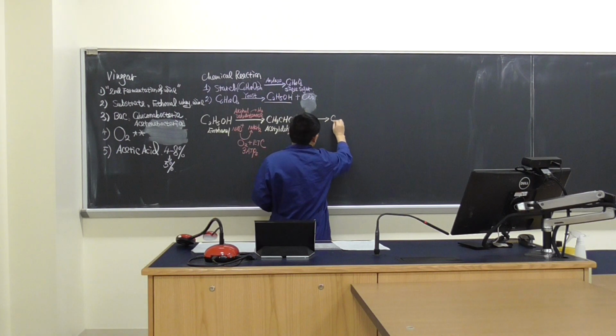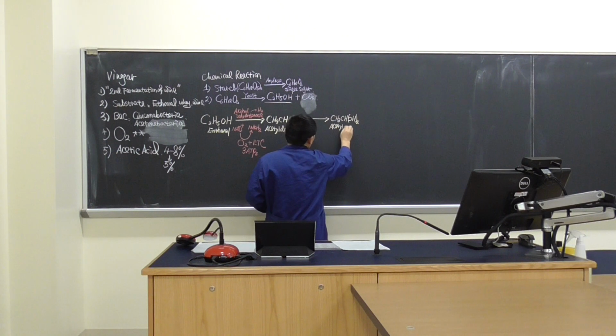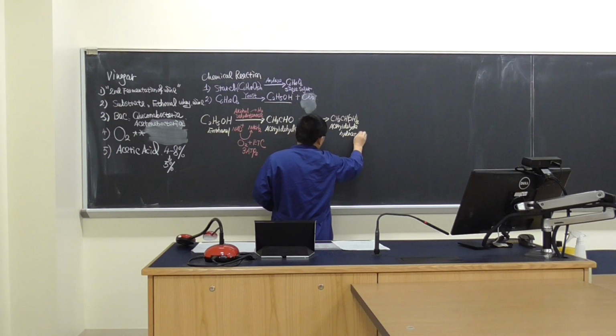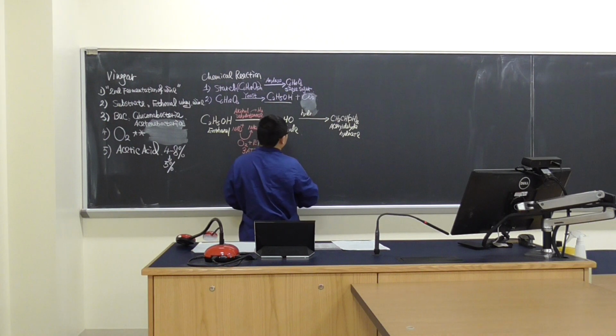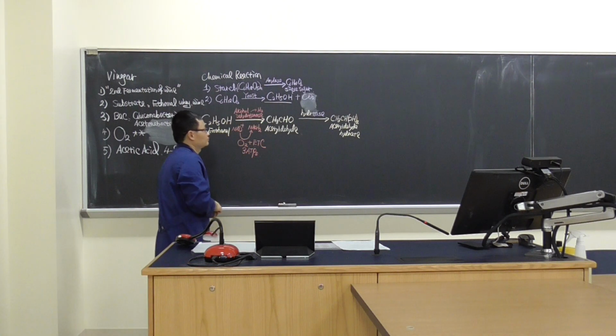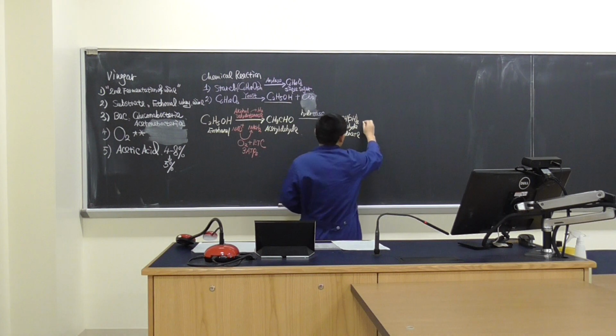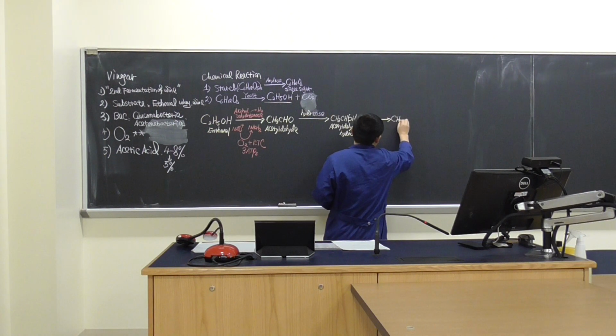This transition step will become CH3CH(OH)2. This is called acetaldehyde hydrate. So what's the enzyme for this one? Hydrase or hydratase. Once this acetaldehyde hydrate is formed, it will react further and become CH3COOH. This is acetic acid.